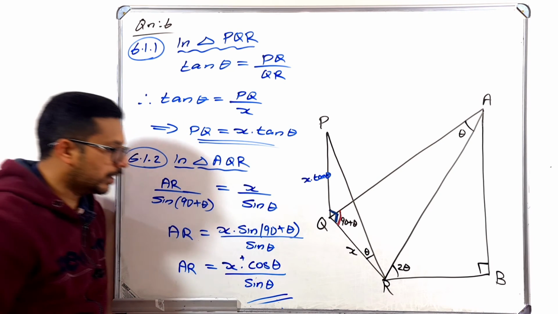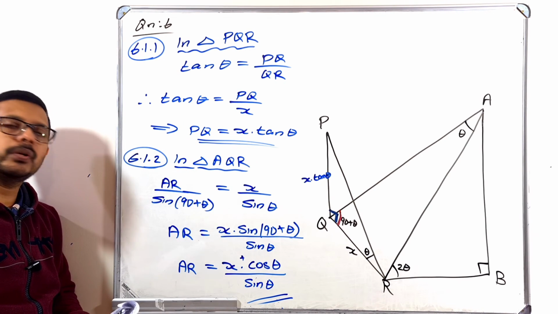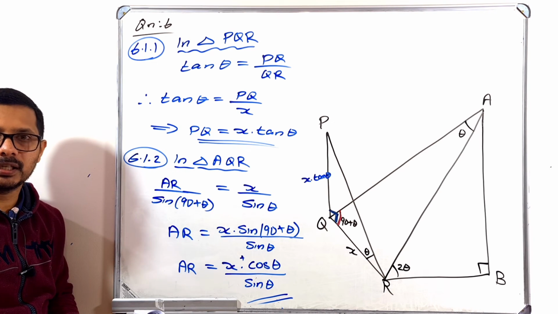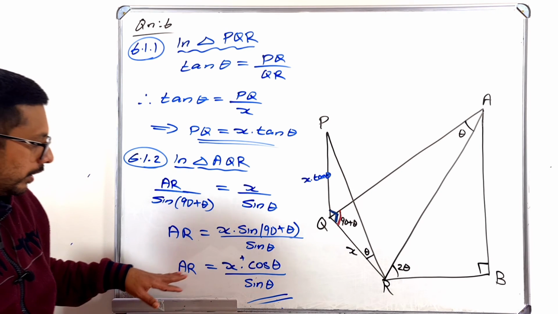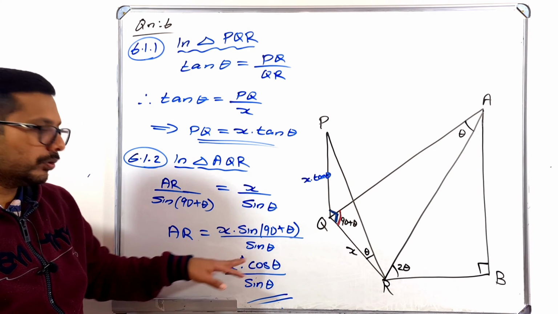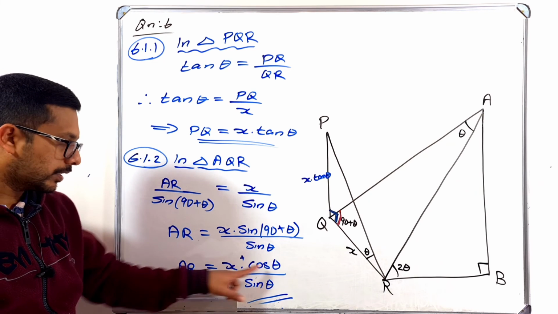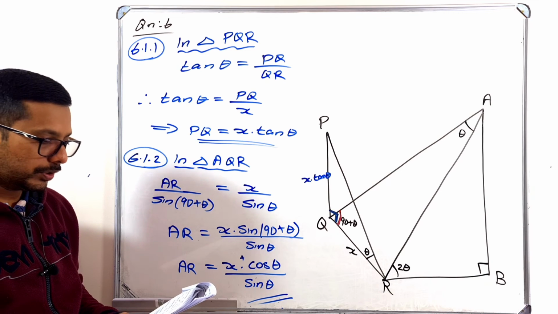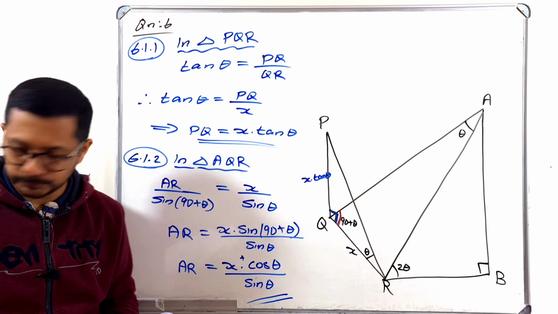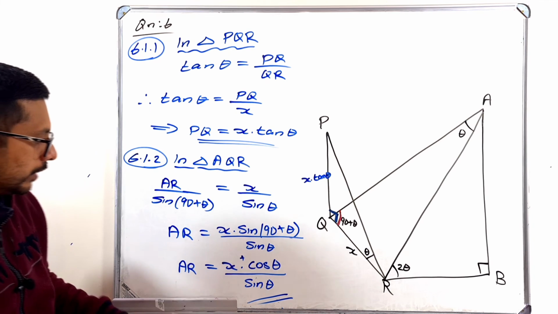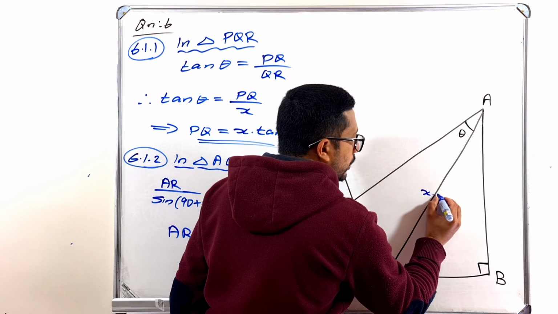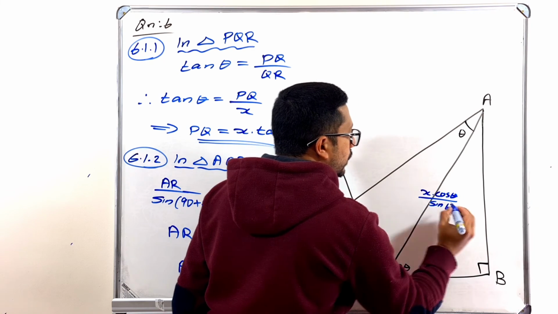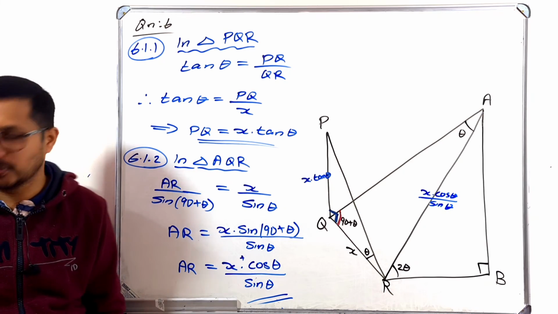So we got an expression, AR is equal to X cos theta divided by sine theta, or X by tan theta, you can write it like that also. Anyway, AR is equal to X cos theta by sine theta in terms of X and theta. That is 6.1.2. Now 6.2, question number 6.2. So what is AR? Let me write it here. AR is X cos theta divided by sine theta, which is X by tan theta.